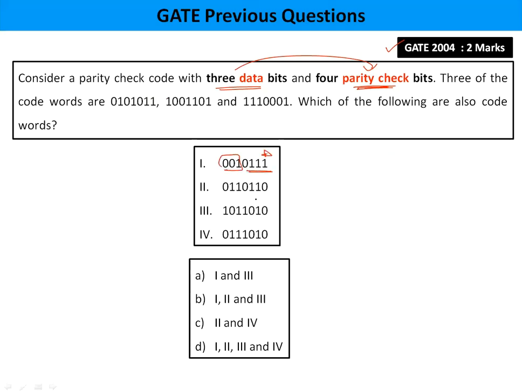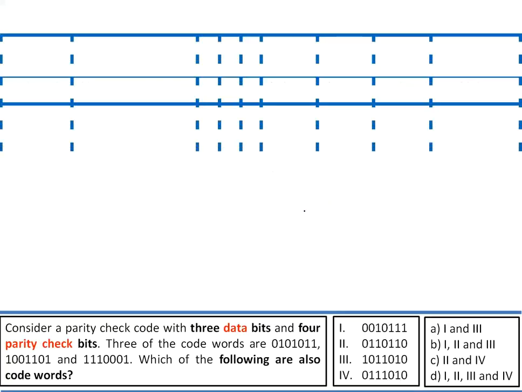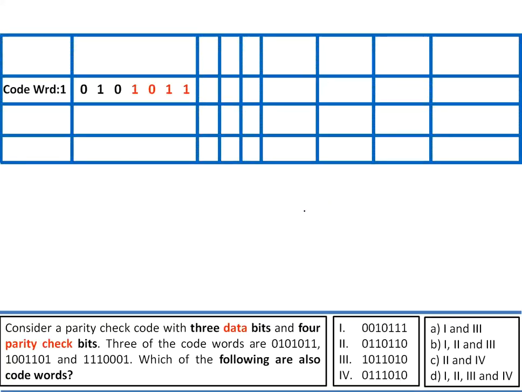What is the combination you have to check? 3 of the valid code words are given. Which of the following are the code words they are asking? First, you have to know the combination of parity bits. It's a very long back question, guys. I don't know which textbook they refer to, but I understood the concept. Data bits and parity bits. These 3 are data bits, these 4 are parity bits.